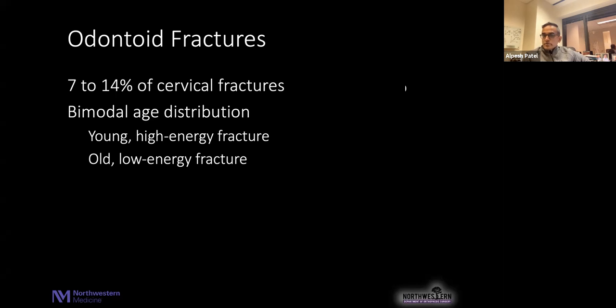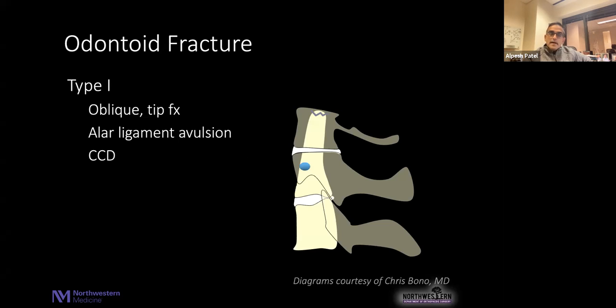Classification, the most commonly described system is the Anderson-Alonso classification system. It dates back quite a ways, as you can see. And we'll go through these one by one. Type 1 odontoid fractures are really just a very, very tip of the odontoid, or maybe an oblique corner of the odontoid. And that's thought to most likely be an avulsion of the alar ligament attachment.